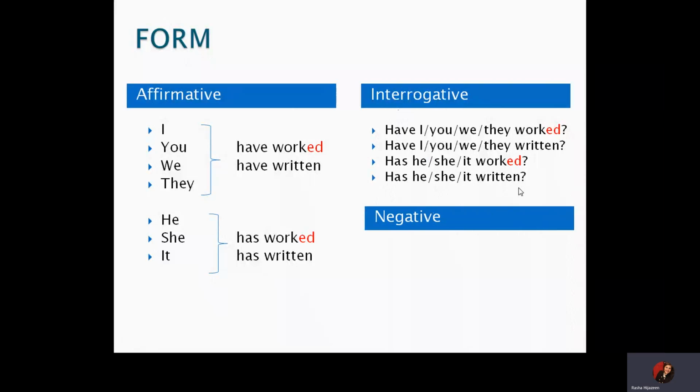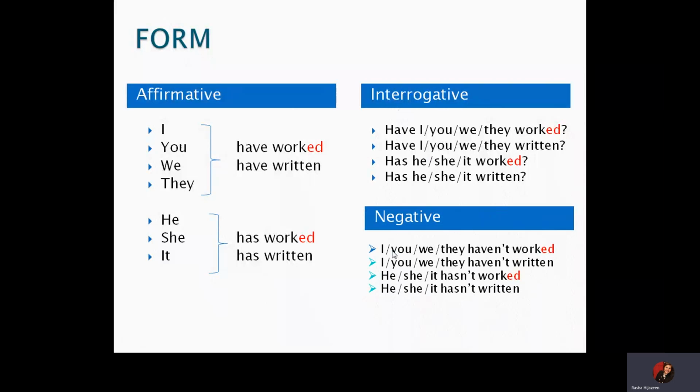What about the negative? Let's see. I, you, we, they take haven't. I just add not to have, or before have. Haven't or have not. Hasn't or has not, and the verb past participle or verb 3.